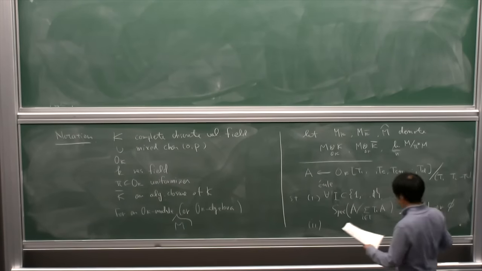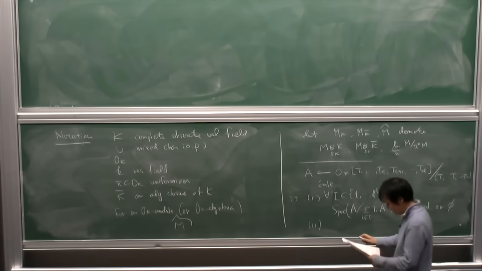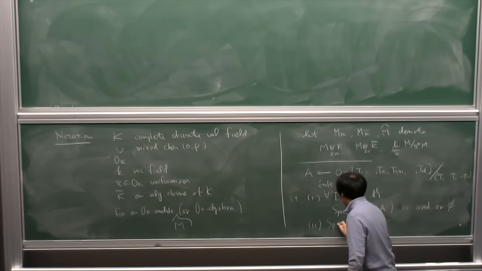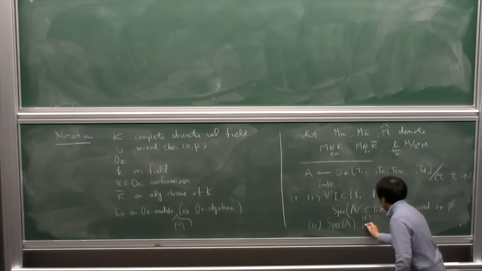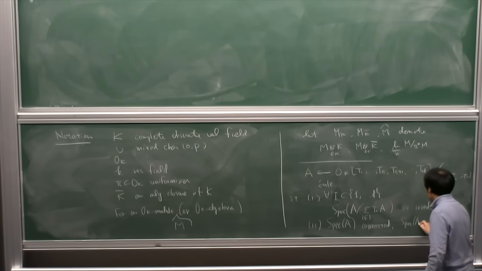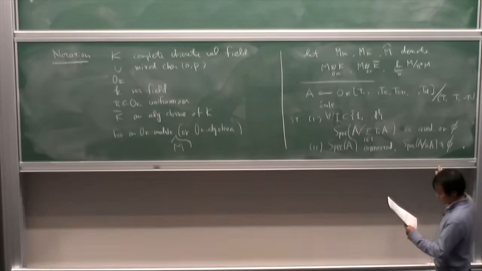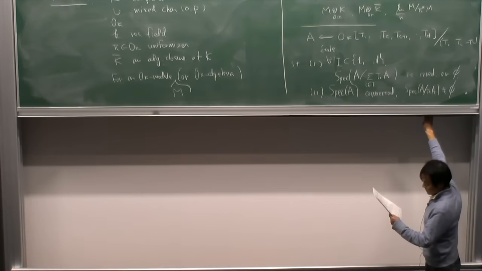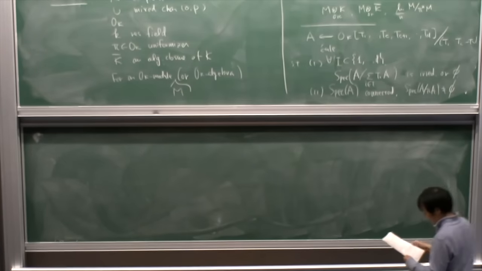But actually, I don't use this explicitly, and I don't explain how this is used, but I will give the precise definition here. I assume that Spec of A is connected, and also the special fiber is non-empty. So this is the variety or algebra we consider.